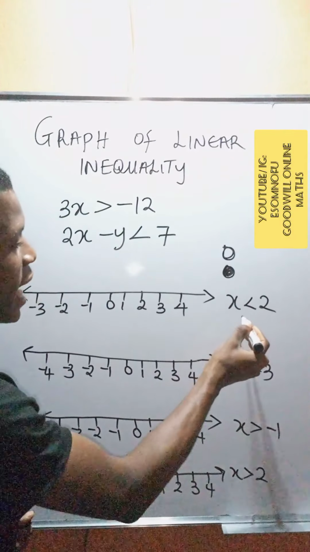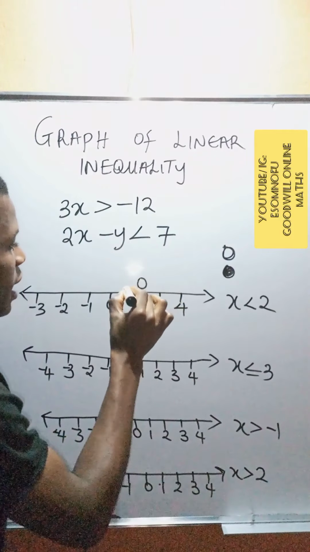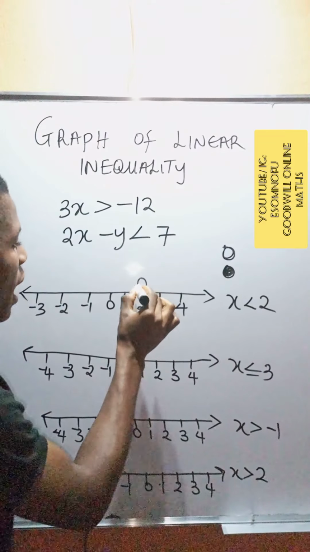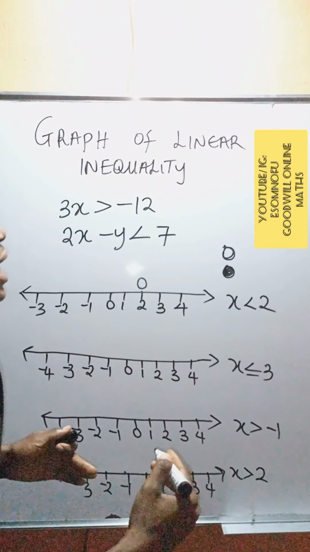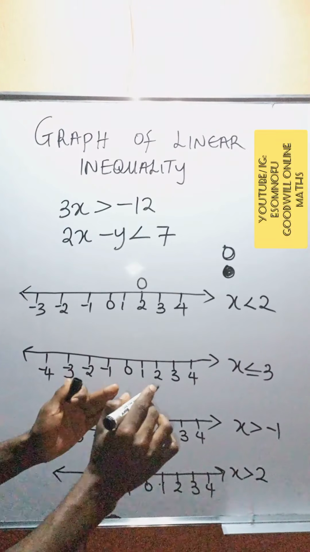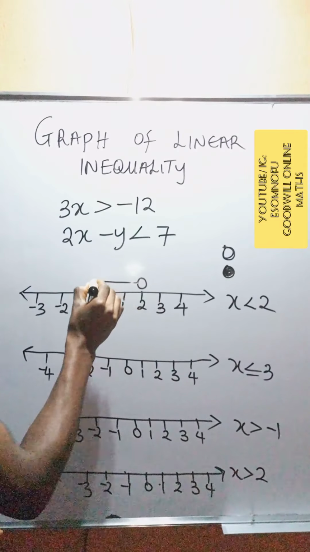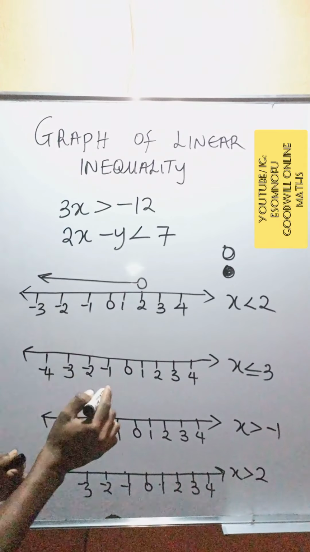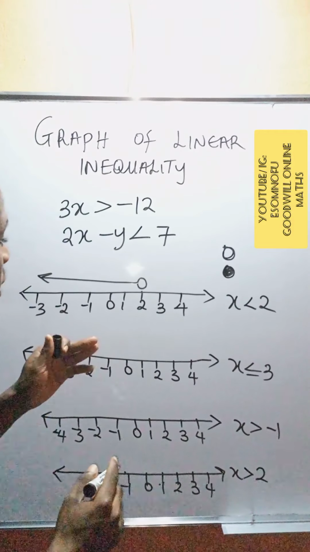So we have that x here is less than 2. That means 2 is not inclusive. That means an open circle. That means the values of x is less than 2. So x can take any value which is less than 2, other than 2. That means we use an arrow pointing down that the values of x lie on the left-hand side of the line.